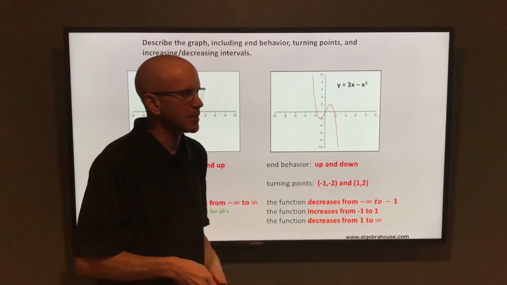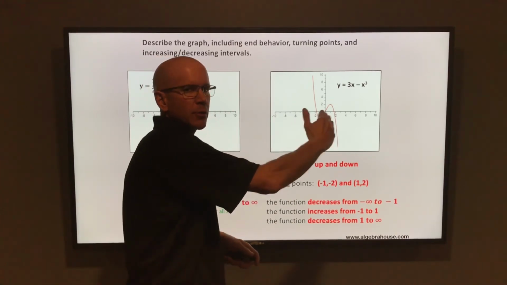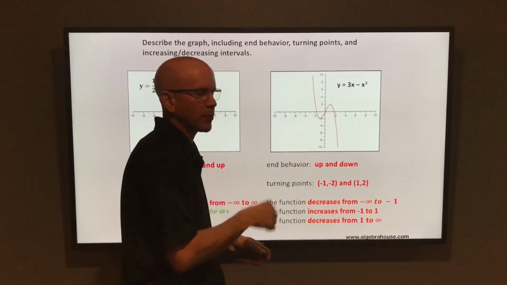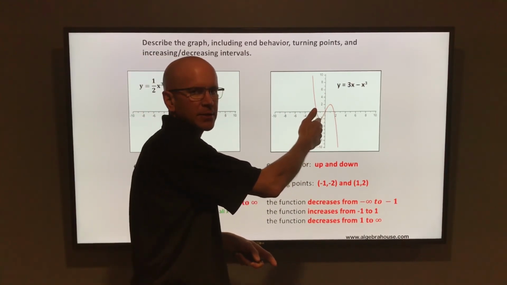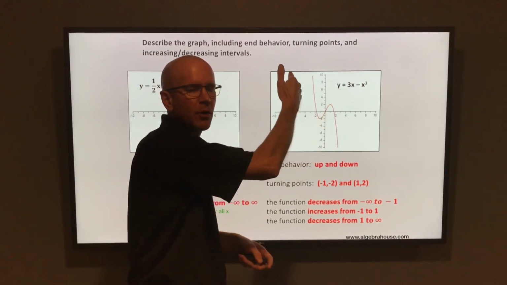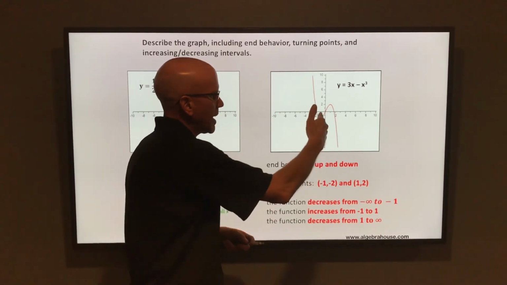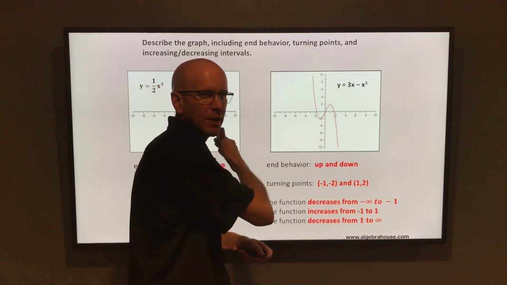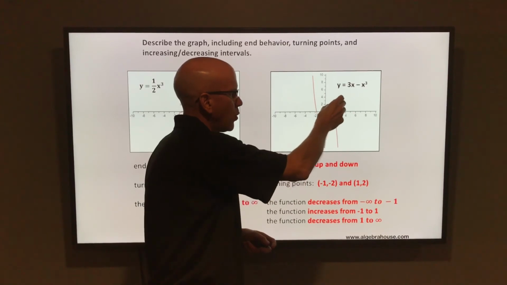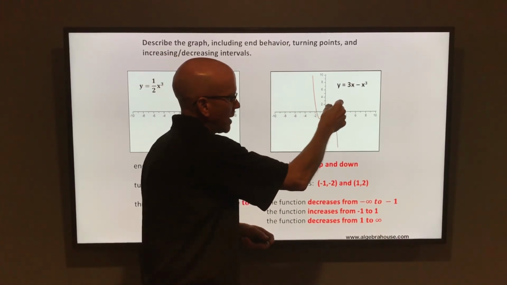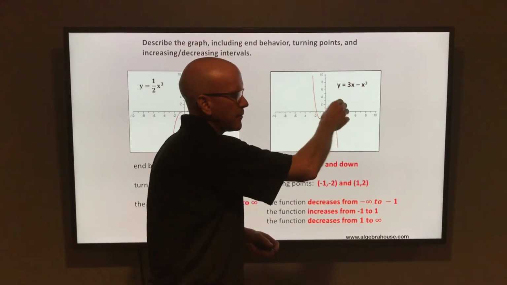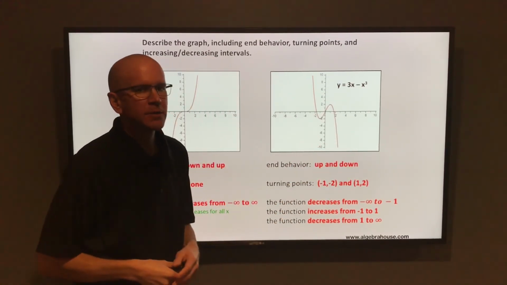So when you're stating that increasing or decreasing, you're reading the graph from left to right and judging what the y values are doing. From negative infinity to -1 on the x-axis, the y values are decreasing. And then from -1 to 1, reading that on the x-axis, the y values or the function is increasing. And then from x being 1 to x being positive infinity, the y values start decreasing.